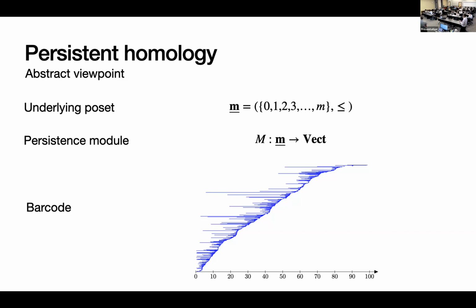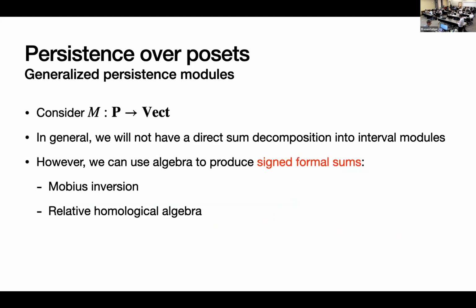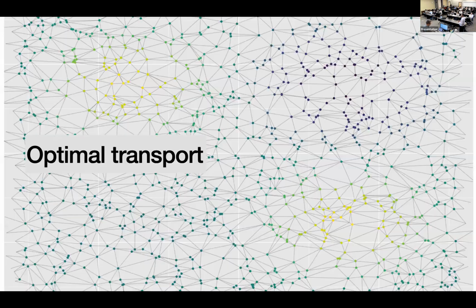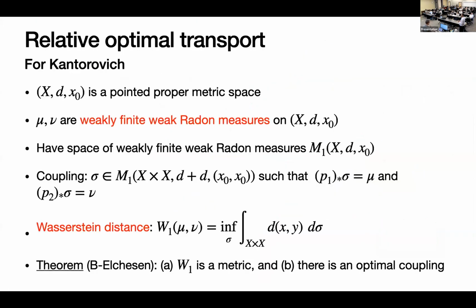Then there's one more question. Are there any conditions on the measures with respect to the base point, x0, y0 in your definition? Yes, there are these technical conditions that I call the weakly finite weak Radon measure. I think it's easiest to describe in terms of persistence, in terms of generalized persistence diagrams, which people are maybe more familiar with.